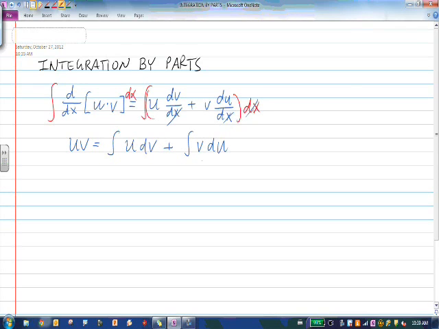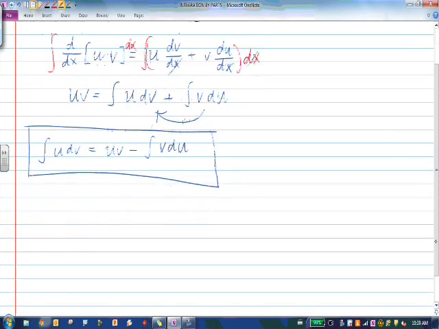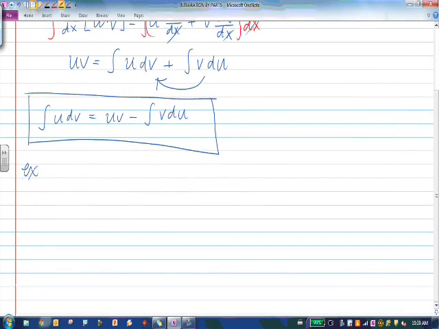So what I'm going to do is move this part of the equation over to the other side, and we'll get our integration by parts formula, which is the integral of u dv is equal to uv minus the integral of v du. So this is what we're going to use, and for the first example, I'll take you through the steps because this is the first time we're trying it.